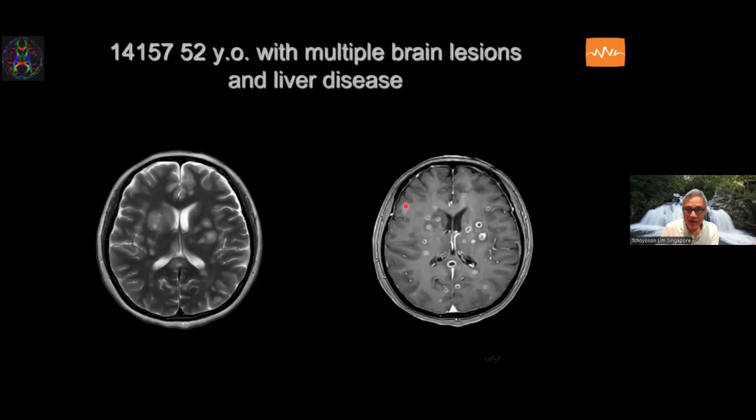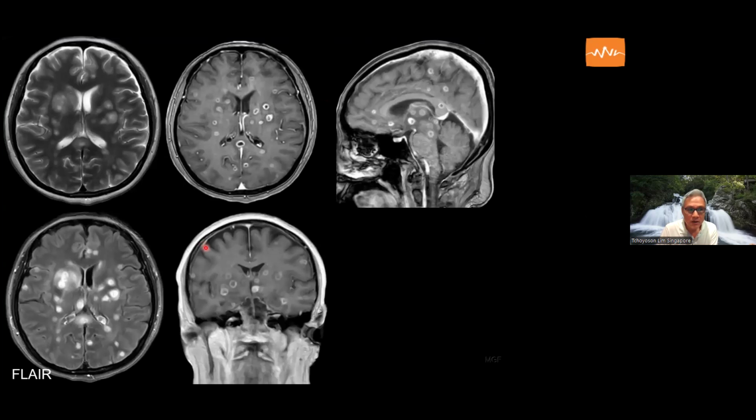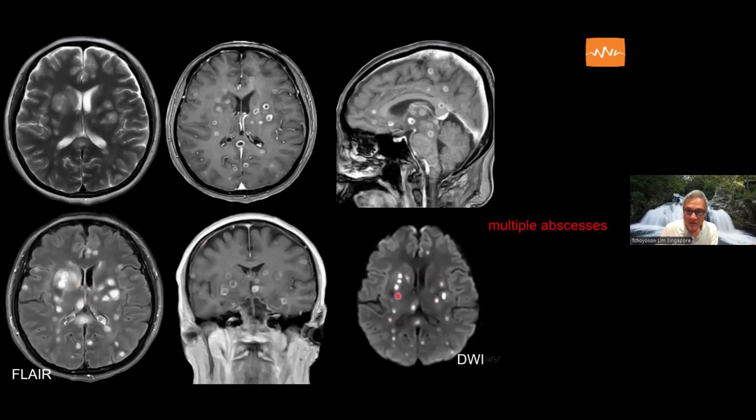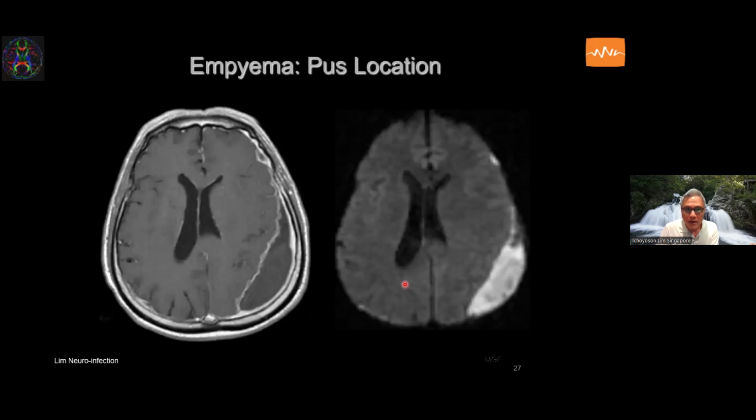Here's another patient without direct invasion, but with a known liver disease, which ultrasound suggests an abscess. Again, multiple ring-enhancing lesions with T2 high signal intensity. On FLAIR and on diffusion-weighted MR imaging, this turned out to be multiple abscesses. In addition, pus located in the subdural or epidural spaces, which are called empyema, follow the same basic principle and display restricted diffusion on DWI.